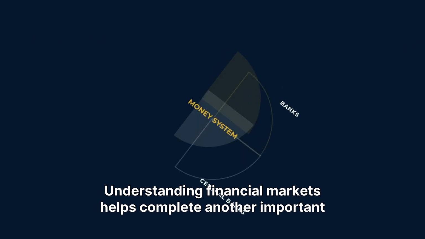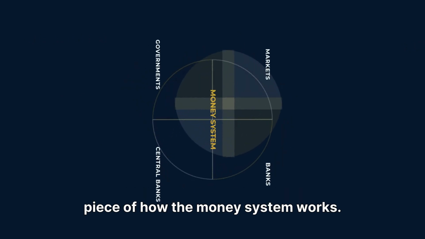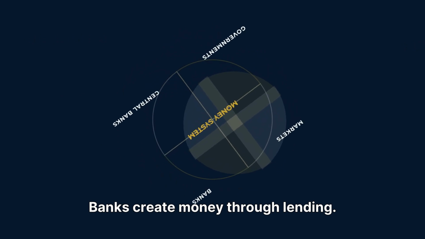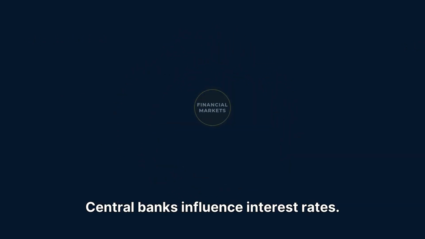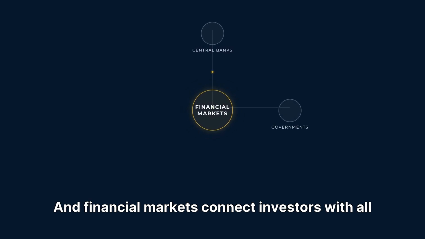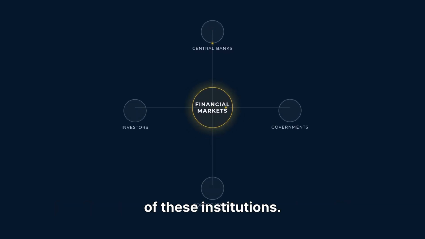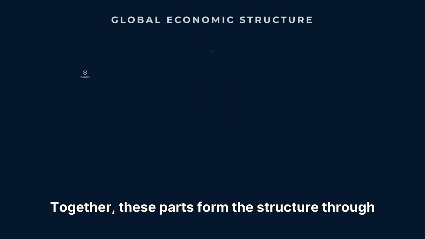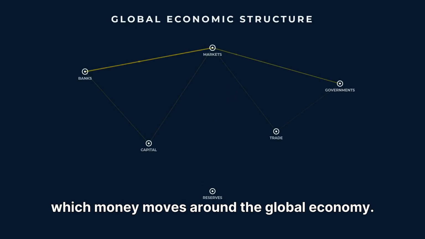Understanding financial markets helps complete another important piece of how the money system works. Banks create money through lending. Central banks influence interest rates, governments borrow through bonds, and financial markets connect investors with all of these institutions. Together, these parts form the structure through which money moves around the global economy.